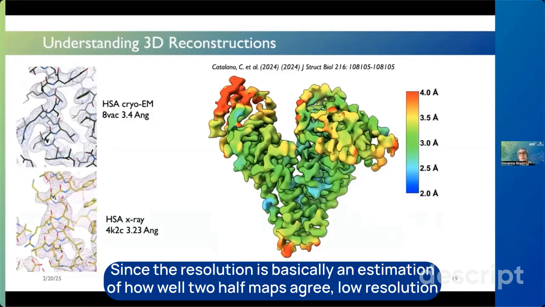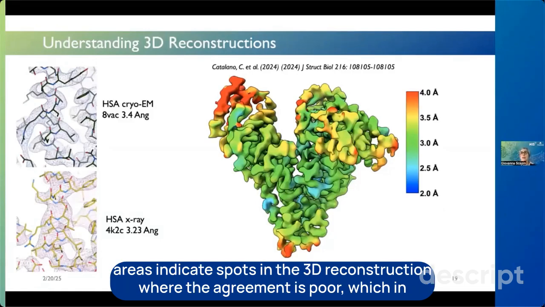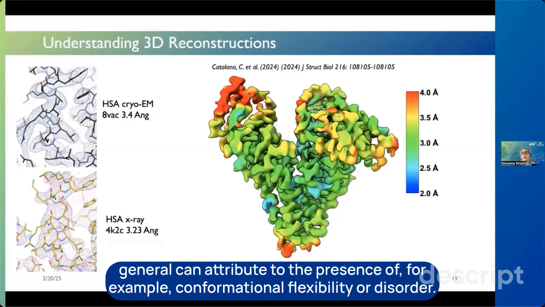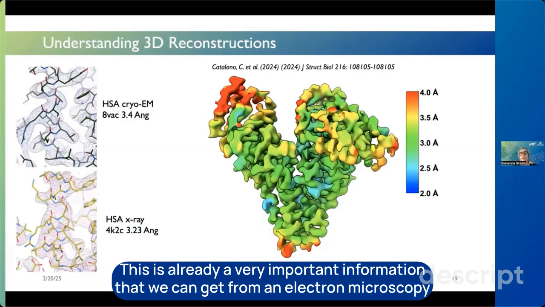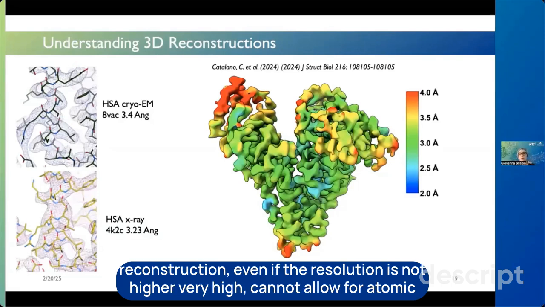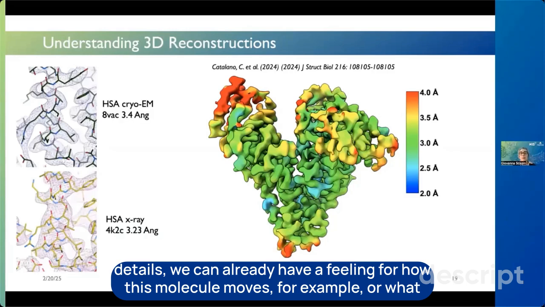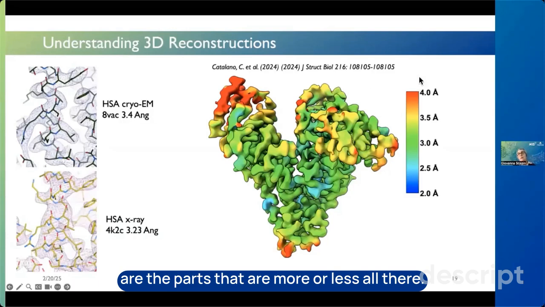Since the resolution is basically an estimation of how well two half maps agree, low resolution areas indicate spots in the 3D reconstruction where the agreement is poor, which in general can be attributed to the presence of, for example, conformational flexibility or disorder. This is already very important information that we can get from an electron microscopy reconstruction, even if the resolution is not very high. Even if it cannot allow for atomic details, we can already have a feeling for how this molecule moves, for example, or what are parts that are more or less all there.